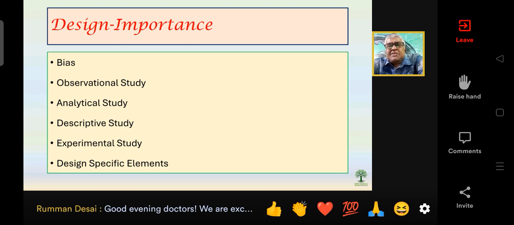Again, the design is important because of the bias that comes with particular designs. Now, bias is a systematic error. It's an error that occurs in the process of measurement. Different designs have different inbuilt biases that can occur, and you aim to minimize those biases. We won't get into the details of that now. We'll do that in a later session. Several other terms come into play: an observational study, an analytical study, a descriptive study, an experimental study, and we have design specific elements.